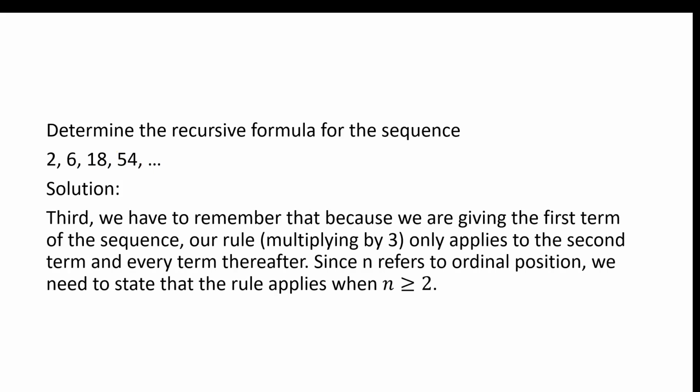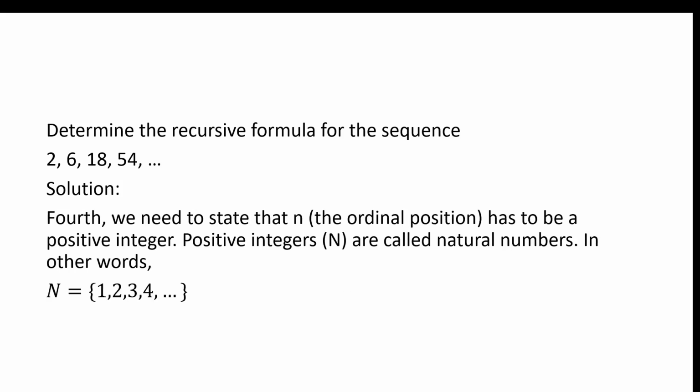And now also we have to remember that because we're given the first term of the sequence, our rule of multiplying by 3 only applies to the second term and every term thereafter. Now, since n refers to ordinal position, we need to state that the rule will apply when n is greater than or equal to 2. And we also need to state that n, the ordinal position, has to be a positive integer. Positive integers are called natural numbers. So in other words, the set of natural numbers is equal to 1, 2, 3, 4, etc.